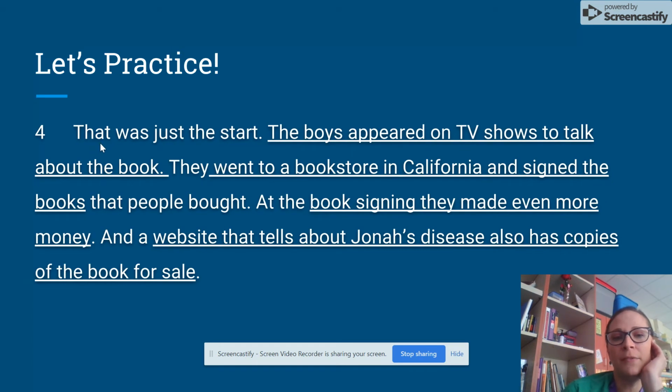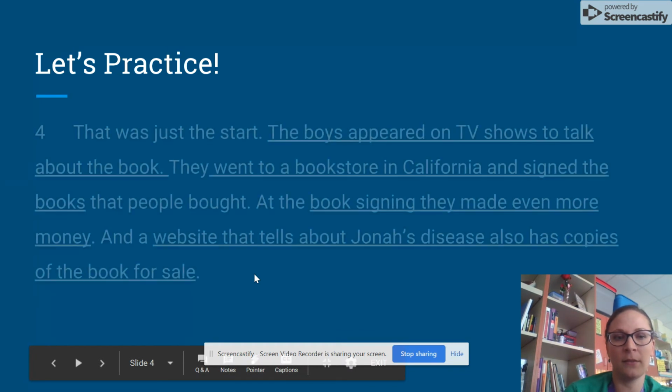So here's a paragraph. That was just the start. The boys appeared on TV shows to talk about the book. They went to a bookstore in California and signed the books that people bought. At the book signing, they made even more money. And a website that tells about Jonah's disease also has copies of the book for sale. So now that we've read the paragraph, we're going to think about what the details were telling us.